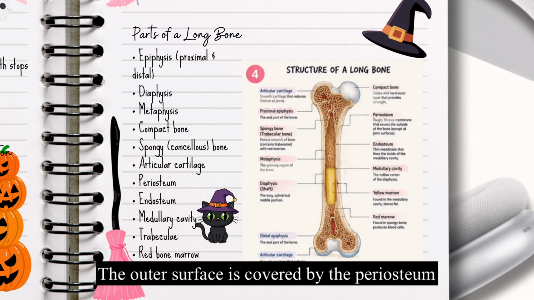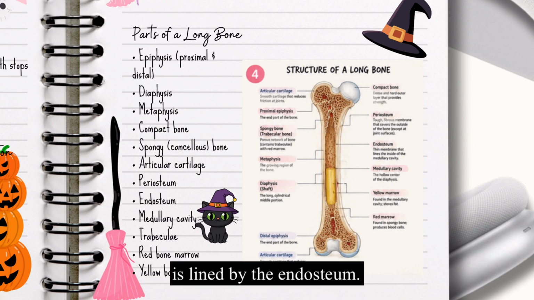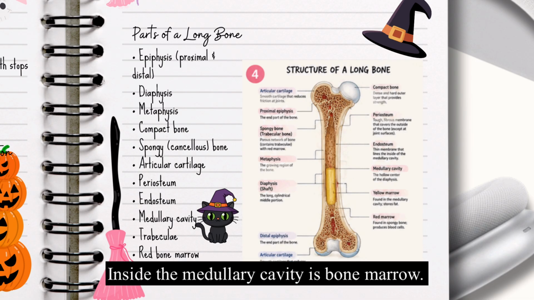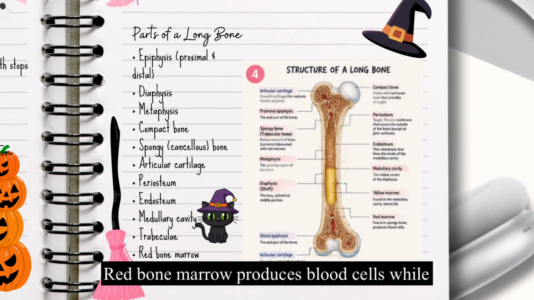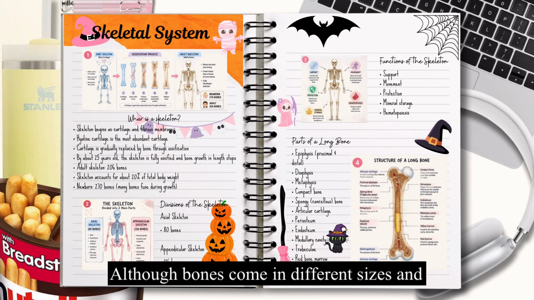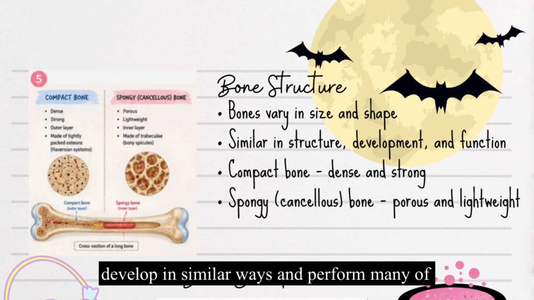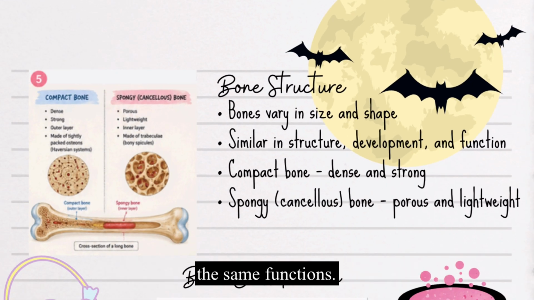The outer surface is covered by the periosteum, while the inner surface of the medullary cavity is lined by the endosteum. Inside the medullary cavity is bone marrow. Red bone marrow produces blood cells, while yellow bone marrow stores fat. Although bones come in different sizes and shapes, they all have similar basic structure, develop in similar ways, and perform many of the same functions.